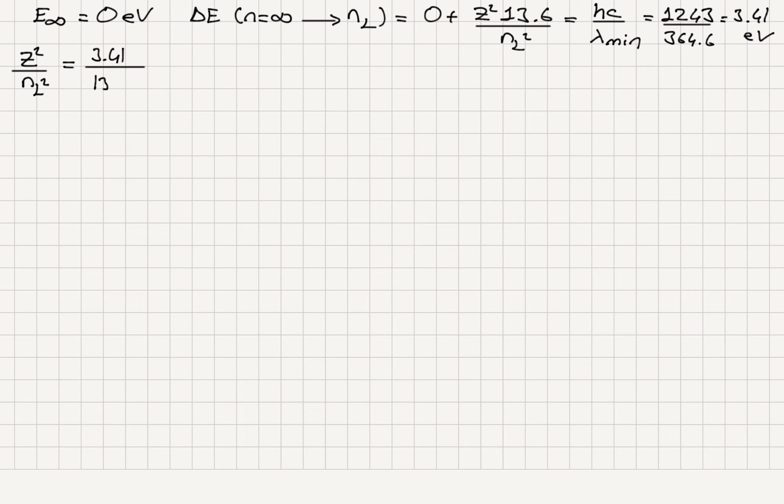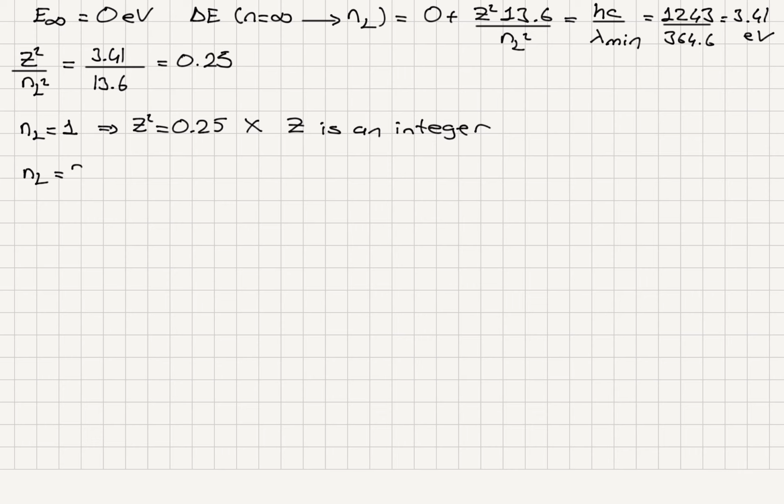3.41 divided by 13.6 is equal to 0.25. So let's try what happens if the final quantum state is 1 and L is 1. That means z squared is equal to 0.25. While this is not possible, atomic number z is an integer. So that cannot be.